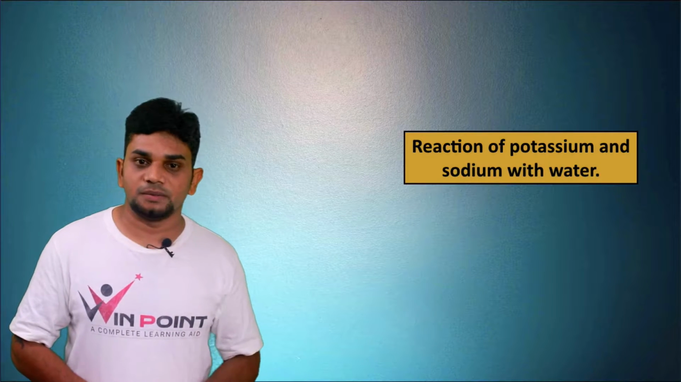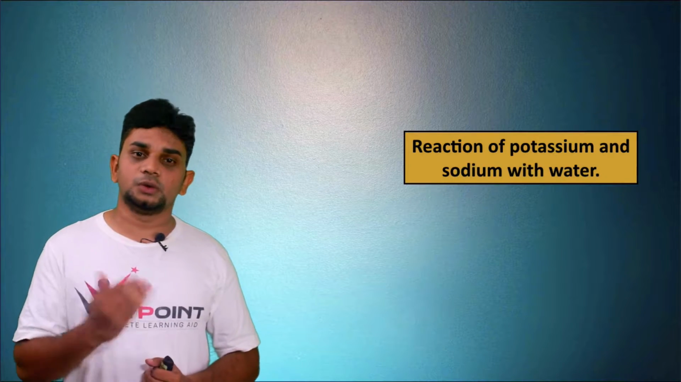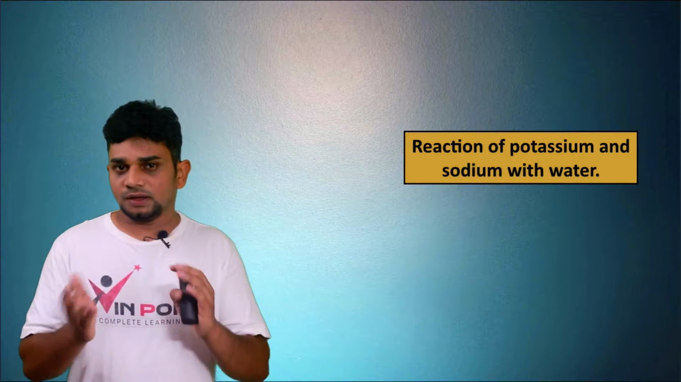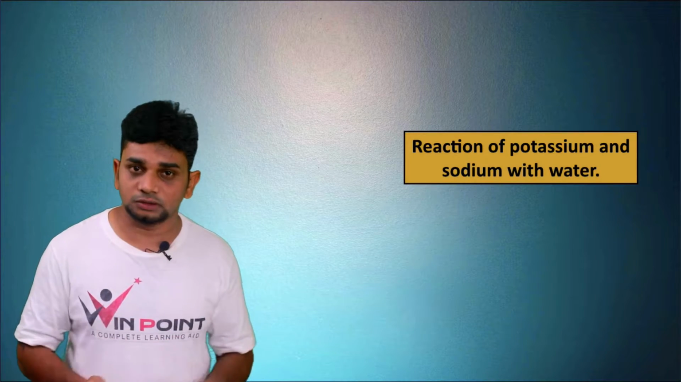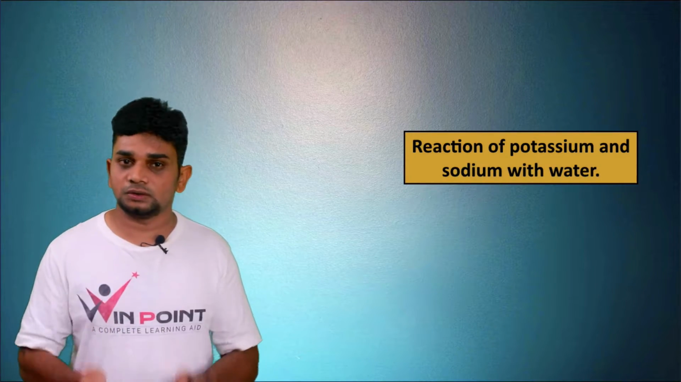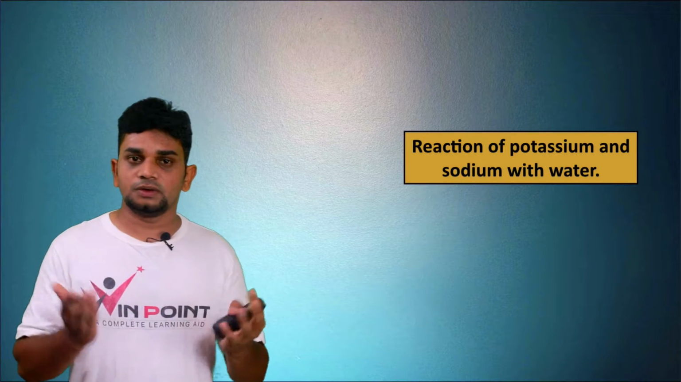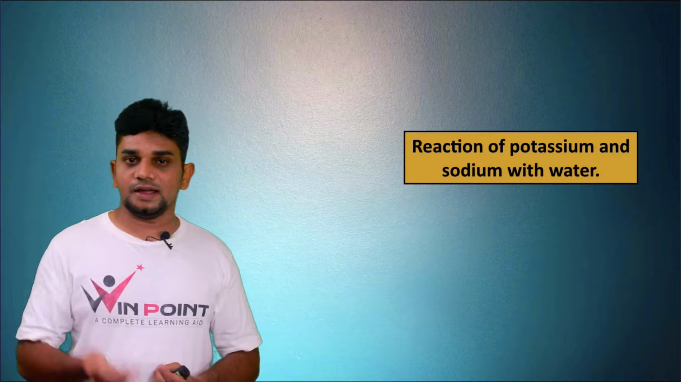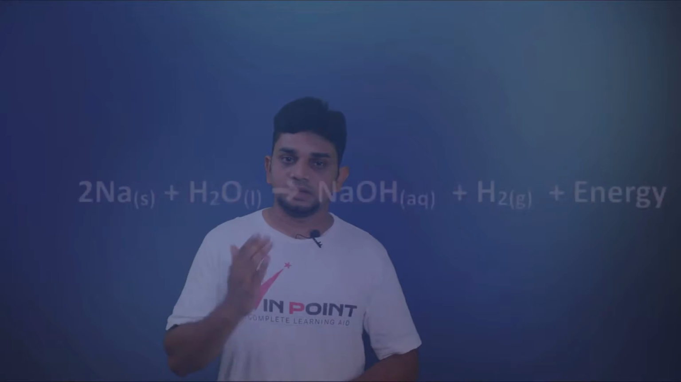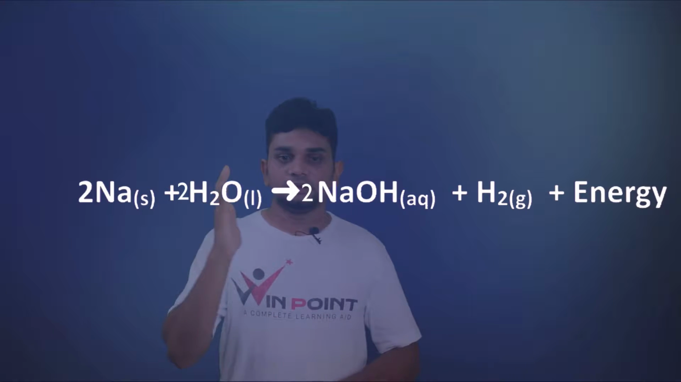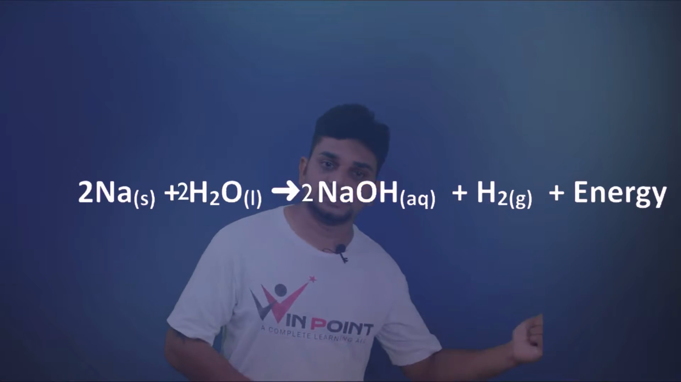Reaction of potassium and sodium with water. Here we are going to discuss the reaction of sodium and potassium with water. If there is a reaction between metal and water, we are going to get metal hydroxide. Similarly, if there is a reaction between potassium and water, we are going to get potassium hydroxide. If there is a reaction between sodium and water, we are going to get sodium hydroxide. First equation, 2Na plus 2H2O gives 2NaOH plus H2 plus energy.